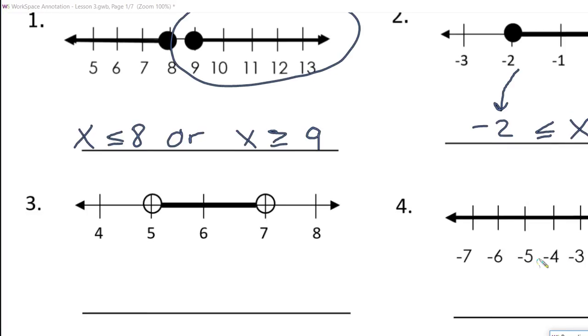What about number 3? Did they shade inside of the points or outside? Inside. So that means this is an AND inequality. For an AND inequality, it's really easy. Put X in the middle and make it a less than sandwich. So less than on the left, less than on the right. Now, students like to ask me, well, is one of them going to be a greater than? No. These are always less than.